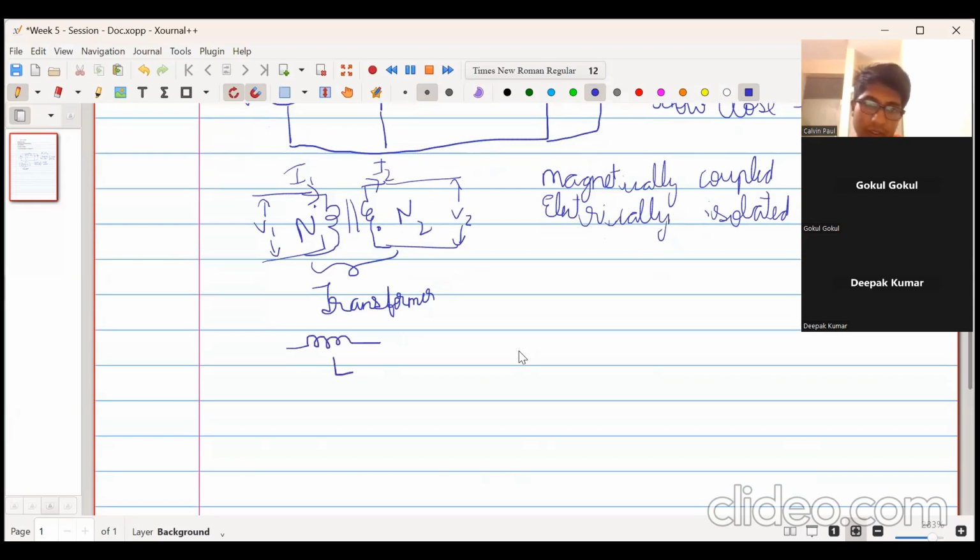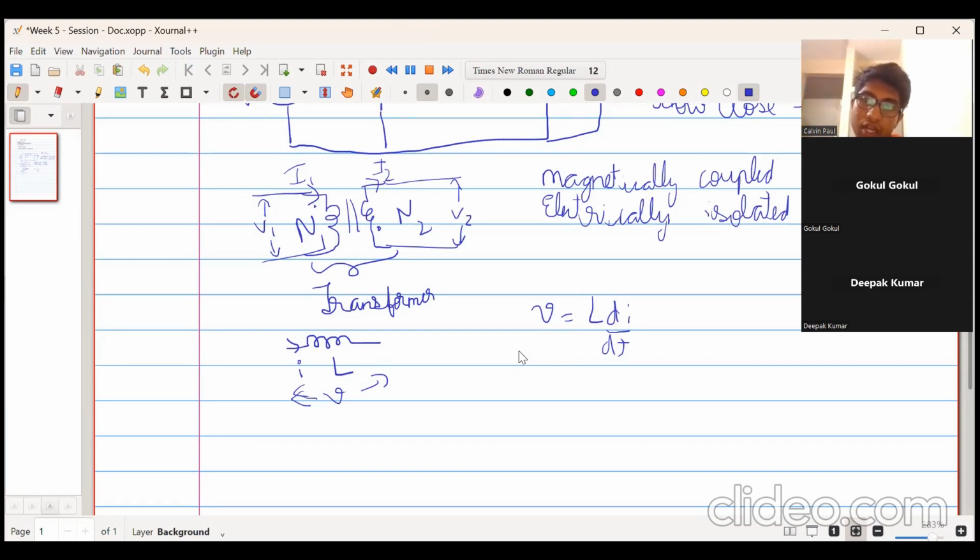This is the symbol of an inductor. There's a current I flowing through it. Now we want to know the voltage across the inductor. We know the voltage across the inductor is given by L di by dt, but we don't know which is the positive terminal. This could be the positive terminal, this could be the negative terminal. That we don't know.